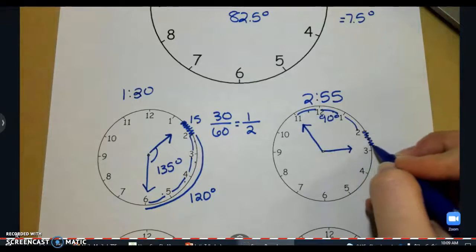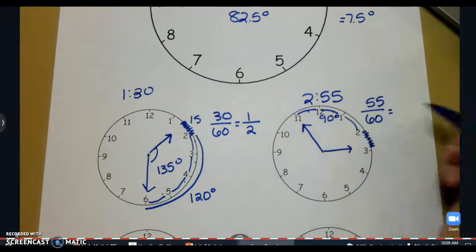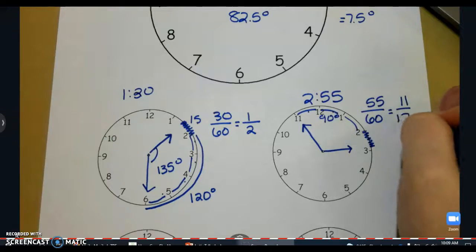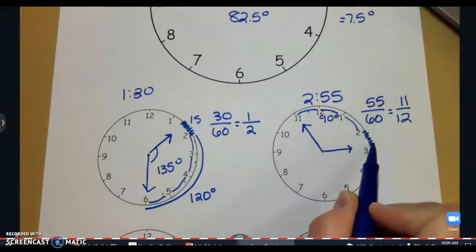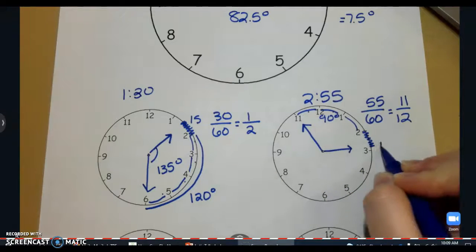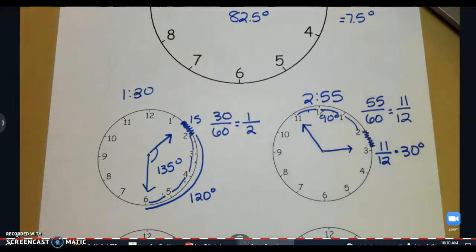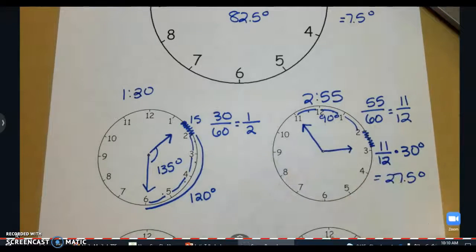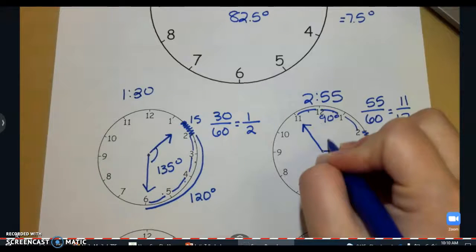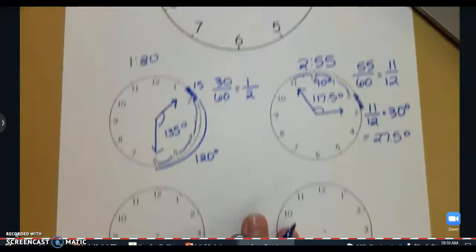Now I need to find this measure here. So 55 minutes out of the total 60 minutes have passed, which is equivalent to 11 over 12. So 11/12 of the hour have gone by, which means that our hour hand has moved 11/12 of the way towards the 3. So I need to find 11/12 of 30 degrees to find out what that angle is. So I can do that in my calculator, and we get 27.5 degrees. So 90 plus 27.5 gives me 117.5 degrees. Okay. 2 more.